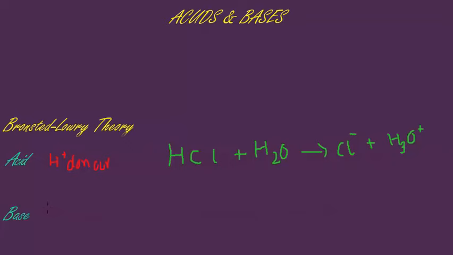Let's see what a base is. A base is a proton acceptor. It accepts a proton. Let's take an example. Say we have some ammonia and water. So that gives us ammonium, or NH4+, and OH-. So this ammonia is a base and it accepts a proton from water to form NH4+.